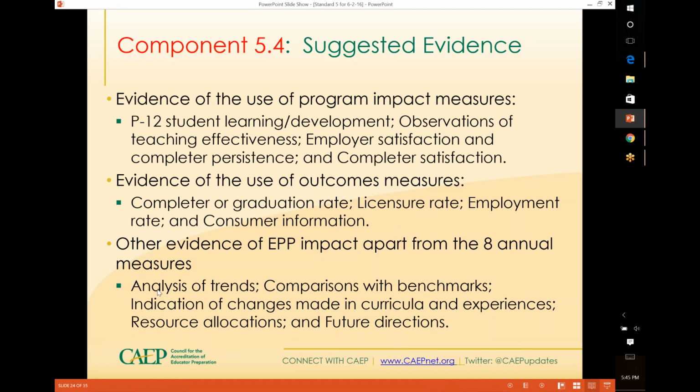your programs. So for example, they're looking for analysis of what the trends are. Are there any trends appearing here? Can you compare these with other benchmarks within programs, across programs, with the EPP as a whole? Can you find any indication of changes that have been made in curriculum and experience as a result, or changes in resources, or future directions that you've identified? This is where CAEP is saying not just report this, but also talk about how they inform each other and what trends and impact you can determine from them.